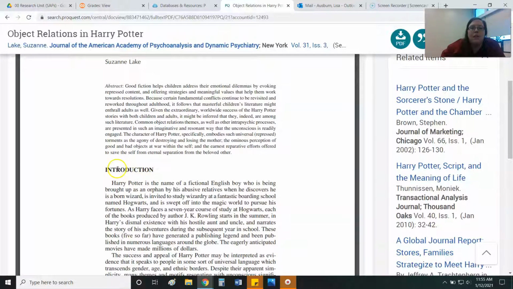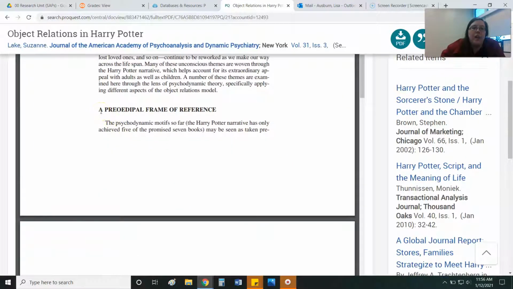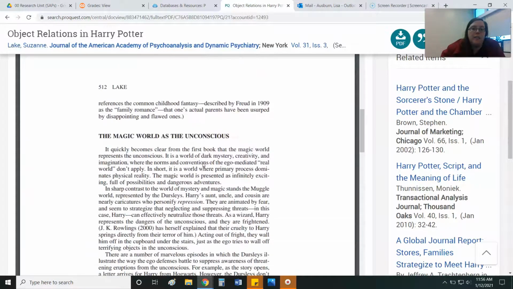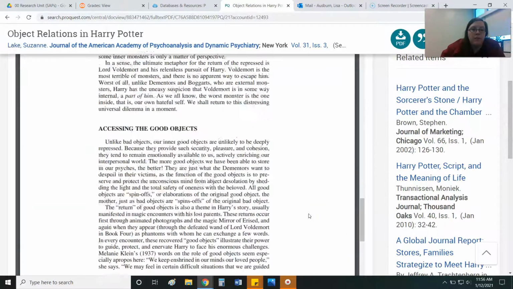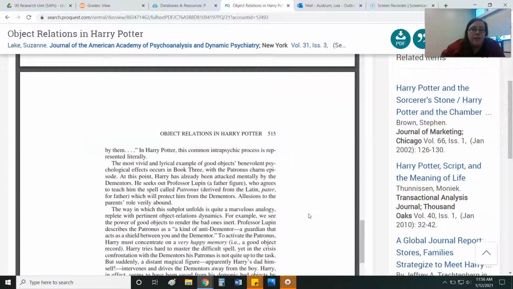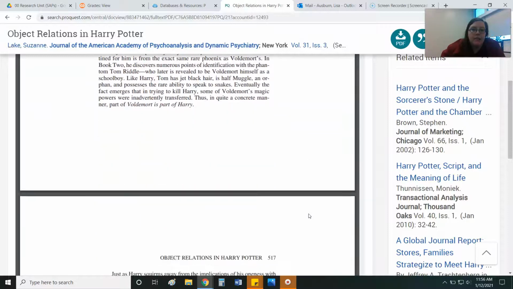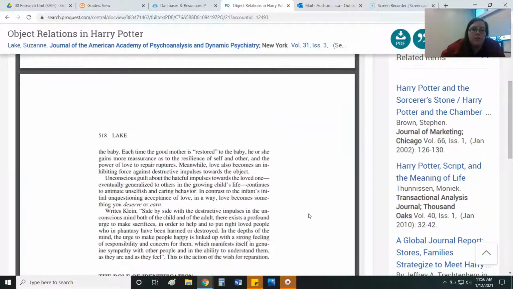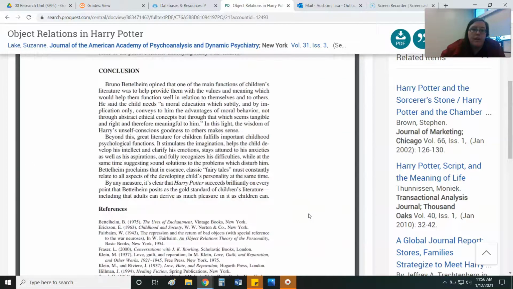You want to physically see or read the labels on the PDF. That's the place where you're going to find the answer to this question. So I see we have introduction. I'm scrolling down. I see we have a pre-Oedipal frame of reference. That's another label. As I continue to scroll, I see the magic world as the unconscious, the return of repressed objects, accessing the good objects, integration of opposites, the battle between good and the bad in the ego, the wish for reparation, the role of identification in reparative efforts, Harry in reparation, and then conclusion.